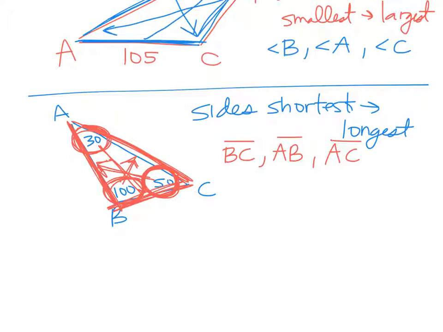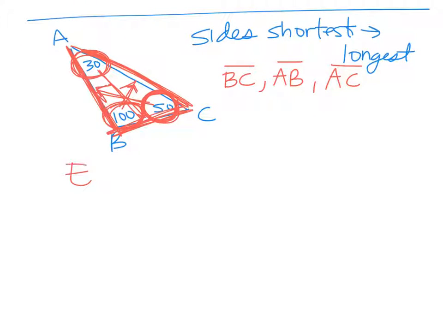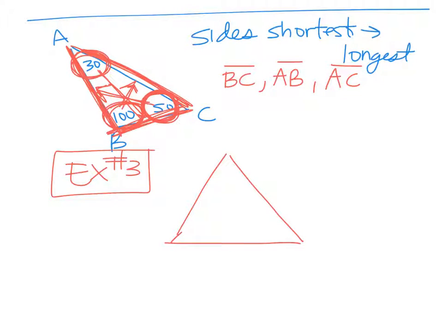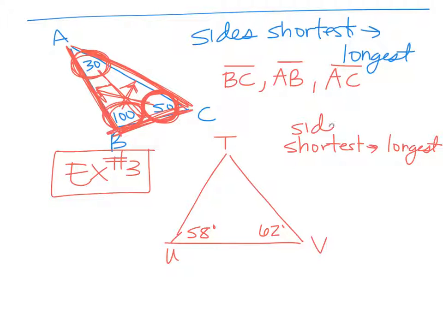Okay, so here's example 3 for you. Let's say I give you this triangle, which is not necessarily drawn to scale. Don't try and measure these things with a ruler. It's not going to work that way. If I tell you this is 58 and this is 62, and I want you to give me these sides from shortest to longest. Okay, so you're naming the sides of the triangle from shortest to longest.